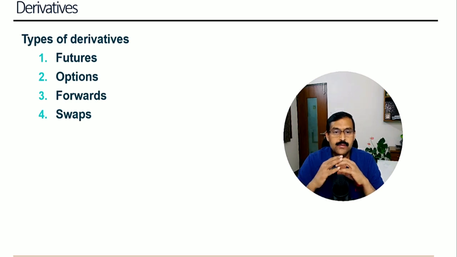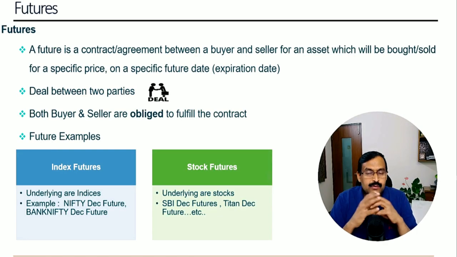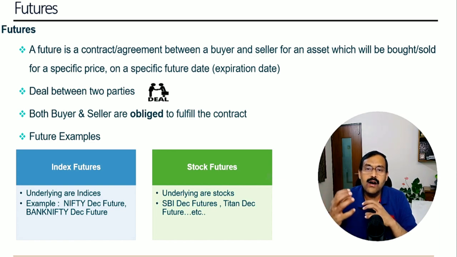Let's get into futures and options. So what is a future? A future is a contract or an agreement between a buyer and a seller for a particular asset which will be bought or sold for a specific price on a specific future date. The future date is the expiration date. The buyer has to buy the asset and the seller has to sell the asset at that particular price on the expiry.